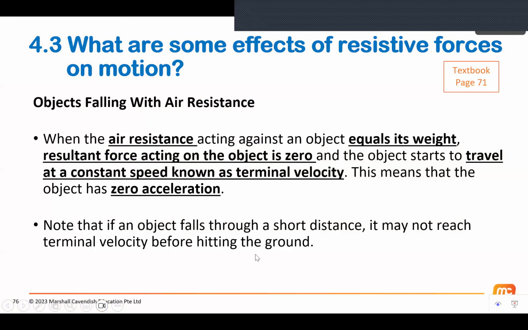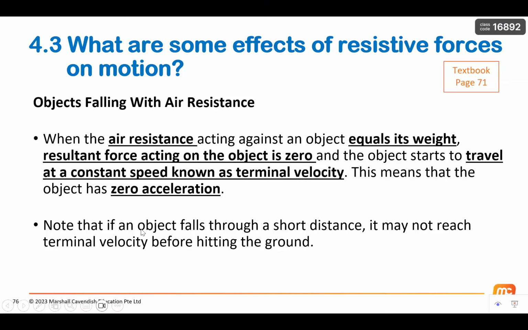Okay, so again, recap the most important point. You need to know when the object is moving with a constant speed, known as the terminal velocity, the air resistance will be equal to weight. Resultant force acting on the object is 0. Okay, so there will be 0 acceleration. And just take note that if an object only falls through a very short distance, the object may still continue to accelerate and it may not reach the terminal velocity yet, because the amount of air resistance does not equal the weight yet if it only falls through a very short distance. Only for objects falling through a certain height will it be able to reach terminal velocity.